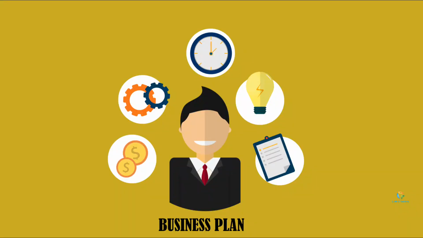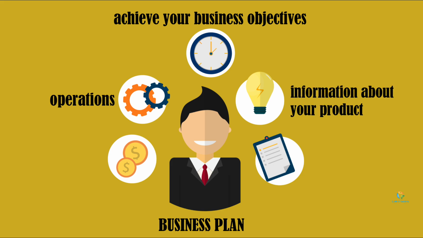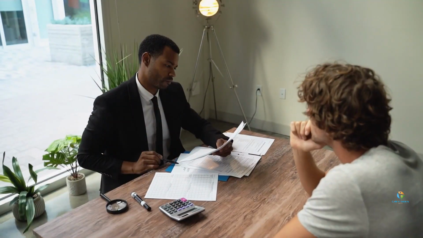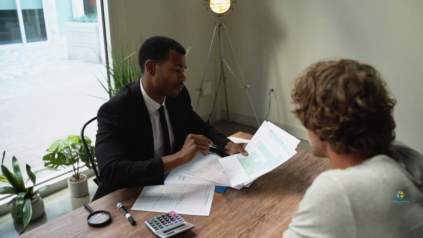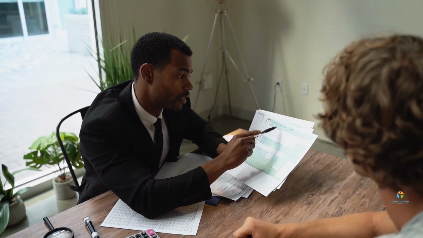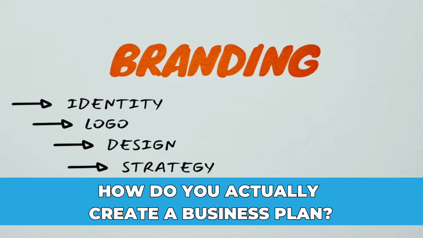A business plan is a document that outlines how you'll achieve your business objectives and includes information about your product, operations, marketing strategies, and finances. If you need financing, the bank or your potential investors will want to review your plan to ensure you've done your homework and if your business is viable. So, how do you actually create a business plan?